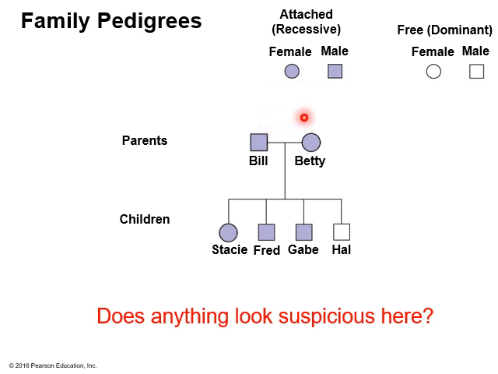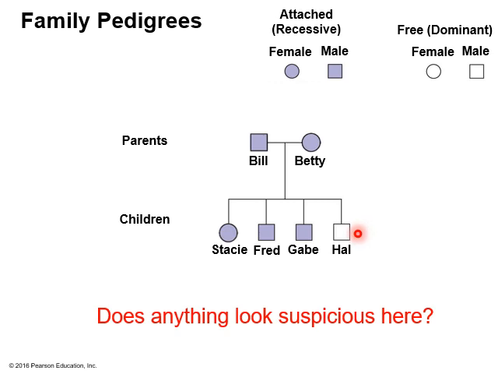So think about it. Bill and Betty, they have two copies of the recessive allele. So what looks suspicious here? Right, so you should probably all be looking at Hal, and you see that Hal has the dominant phenotype. So he has a free hanging earlobe, meaning that Hal has at least one copy of the dominant allele. But Bill and Betty, they each have two copies of the recessive allele, meaning that Hal must have gotten that dominant allele from somewhere else.